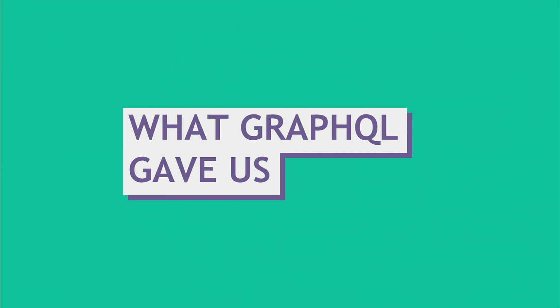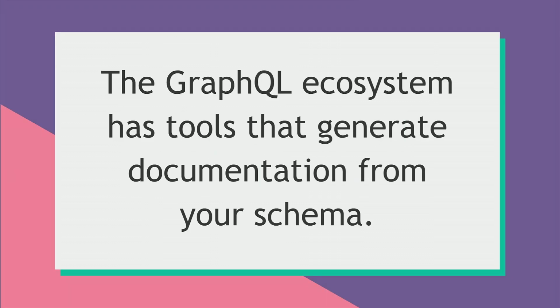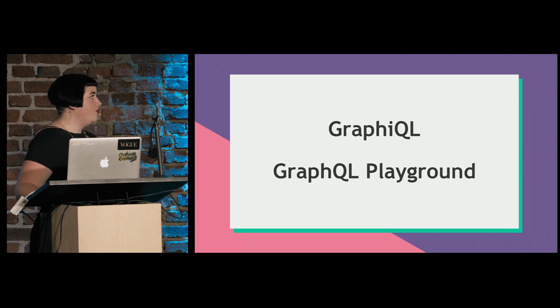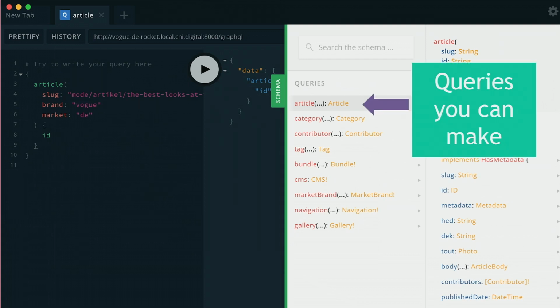So what did GraphQL give us? Firstly, it gave us instant documentation, because the GraphQL ecosystem has some tools that generate documentation from your schema. Some of them are called GraphiQL or GraphQL Playground. Here's a screenshot from GraphQL Playground. It's kind of like Postman if you've used that for REST. And there's this nice little tab on the right which pops out and shows you the whole schema. It'll show you all the different queries you can make.